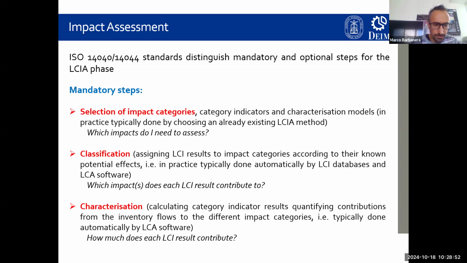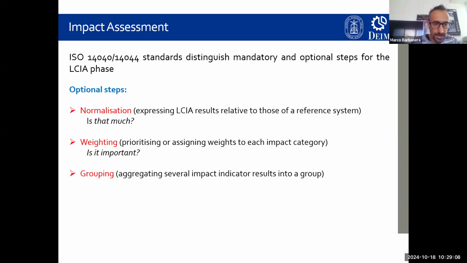chosen for our analysis. The third mandatory step is the characterization step, during which we have to convert each data into the unit selected for the impact categories. And then we have the possibility to apply the optional steps, normalization in particular, and weighting steps.